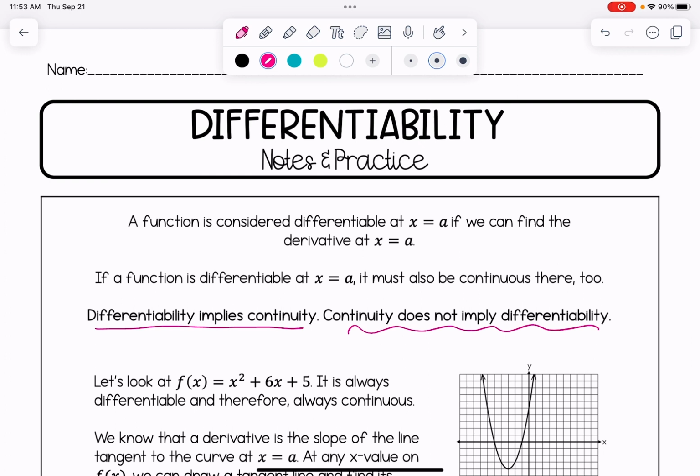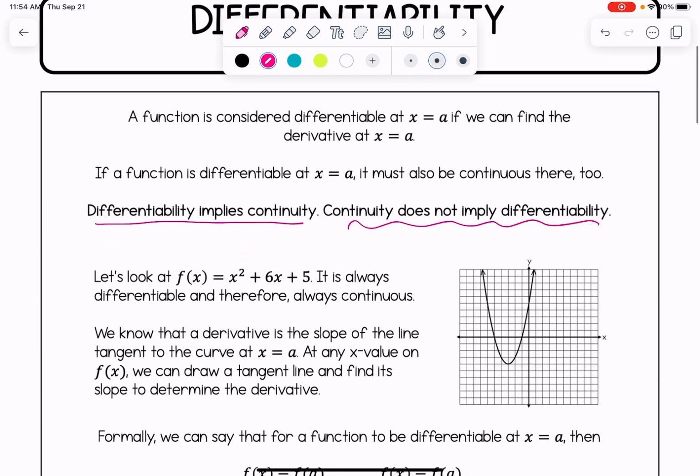So if a function is differentiable at a point, it must also be continuous there, but the reverse does not necessarily work. Just because it's continuous does not mean it's differentiable, and we'll look at an example of that in a little bit. First, let's look at f of x equals x squared plus 6x plus 5. It is always differentiable and therefore always continuous.